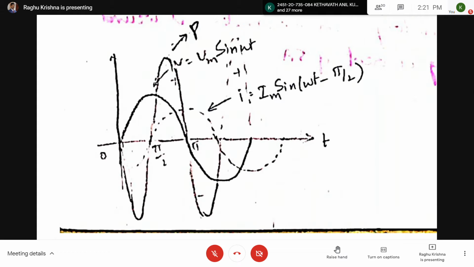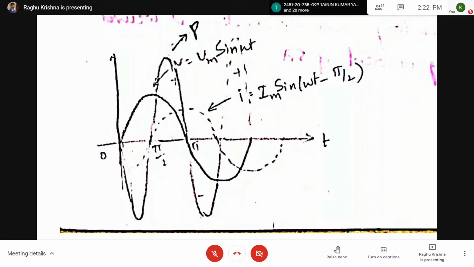Negative power means the flow of power will be from inductor to source. So a positive value of power means the power flows from source to inductor, that means voltage source to inductor. Whatever power transfer is there is represented with a positive value. Negative means the power flows from inductor to source, that means power is fed back to the source by the inductor. So what about the average power? Average power is equal to 0.